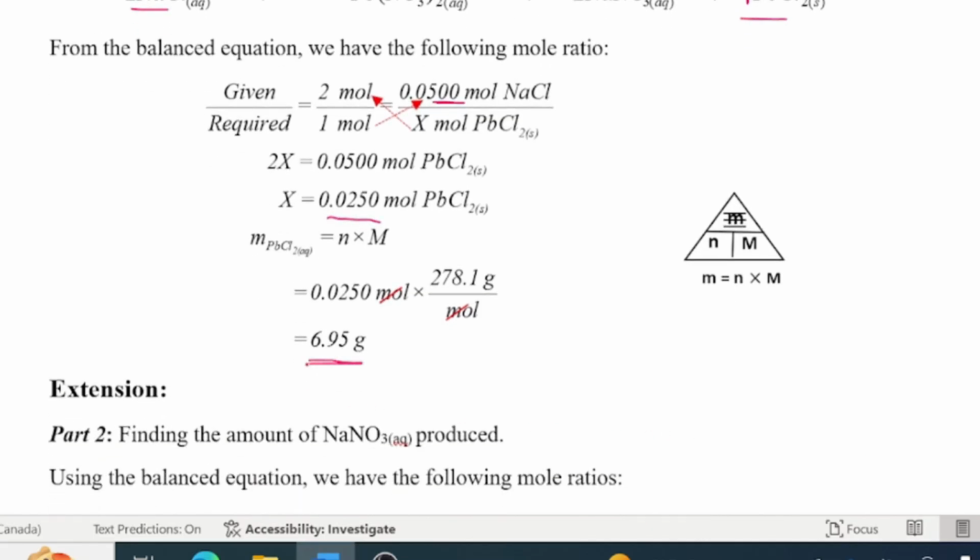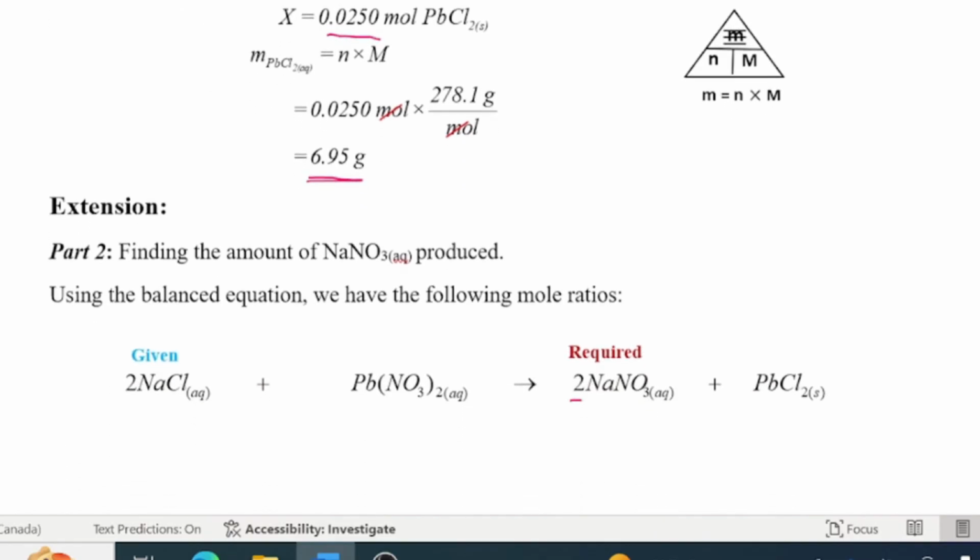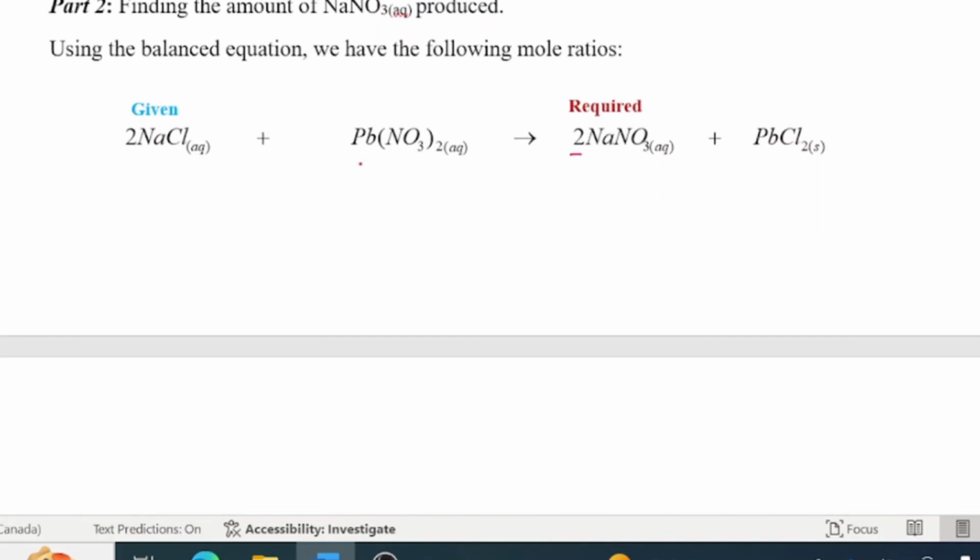You can have an extension of the problem. We're asked to find this mass here, so what are you going to do? You use a limiting reagent, maybe 2 moles to 2 moles. Same mass you'll use here, same number of moles here, okay? Then you're going to do this one here, and you find the number of moles of sodium nitrate, see? That now becomes the required one.